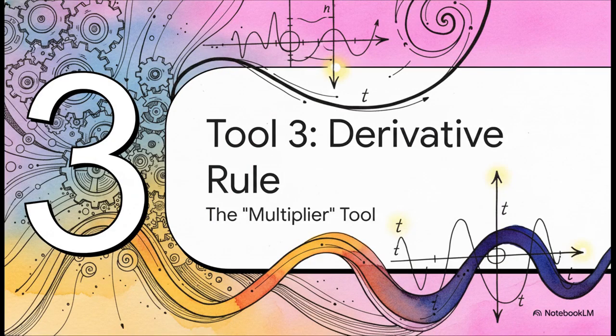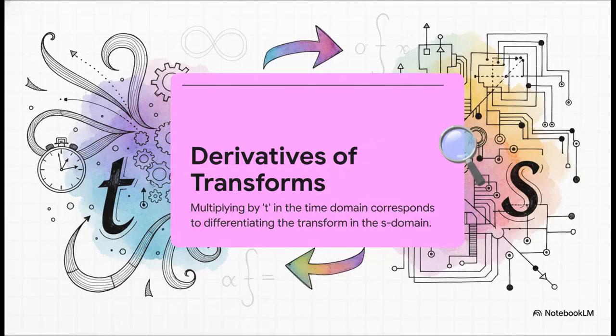Our third and final tool for today is the derivative rule. We just saw what happens when you multiply by an exponential. But what if you multiply your function by t? This is where things get really, really interesting.